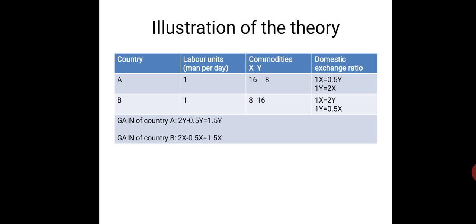So this table shows that rather than doing domestic exchange, it is better to go for international exchange. They will gain from international exchange if a country has an absolute advantage over producing a certain commodity. Here A has absolute advantage over producing X and B has absolute cost advantage of producing Y. So why don't they indulge in international trade and get the gain from international trade?